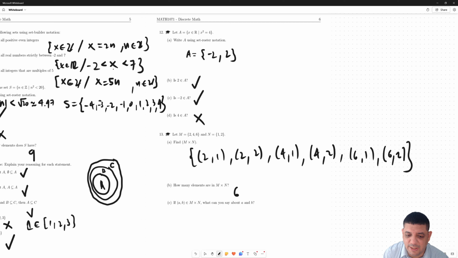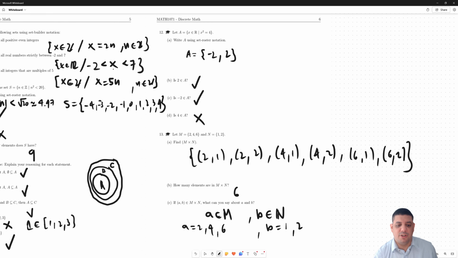If (a, b) is in M times N, what can you say about a and b? Well, by the definition of the Cartesian product, you can say that a belongs to M, and you can say that b belongs to N. That's it. And you can also say that a can be 2 or 4 or 6, and b has to be either 1 or 2. Those are the options that you can have here. All right, that concludes the examples for section 1.2.